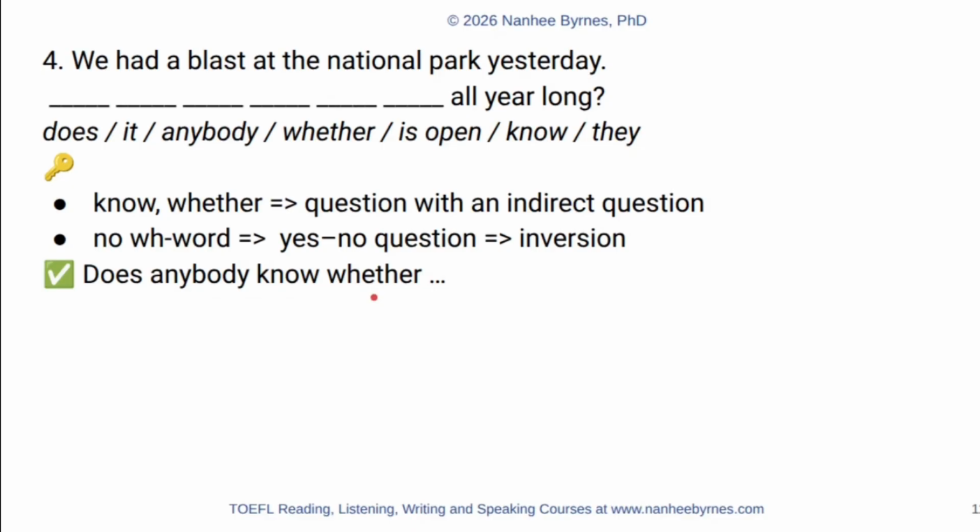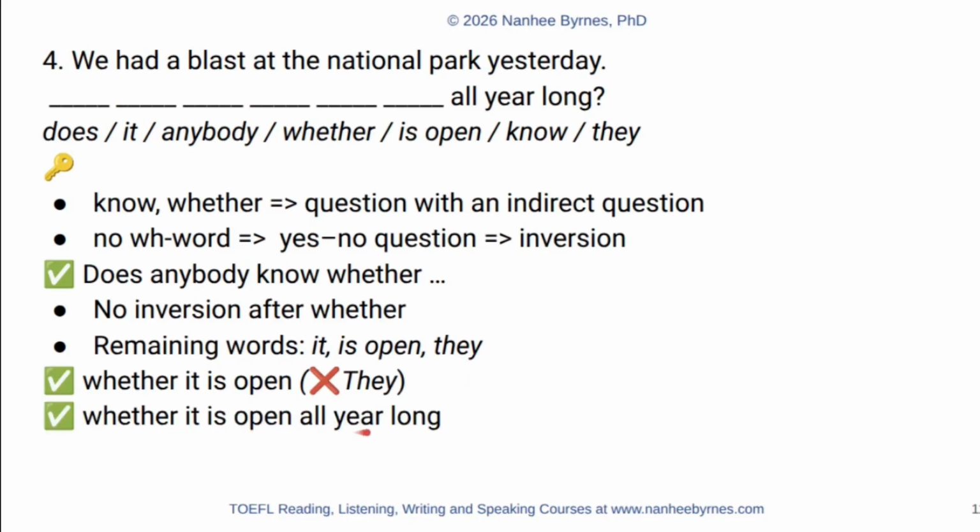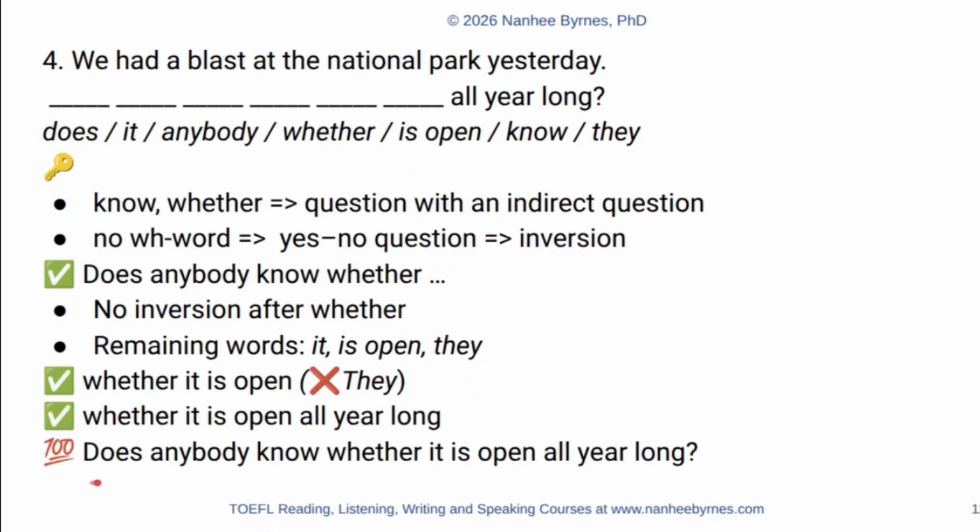There is no inversion after "whether." The remaining words are it, is open, they. Within the whether clause, the subject is "it" and the verb is "open." "They" is not used in this sentence. Adding the time expression gives "whether it is open all year long." Putting everything together, the complete sentence is, "Does anybody know whether it is open all year long?"